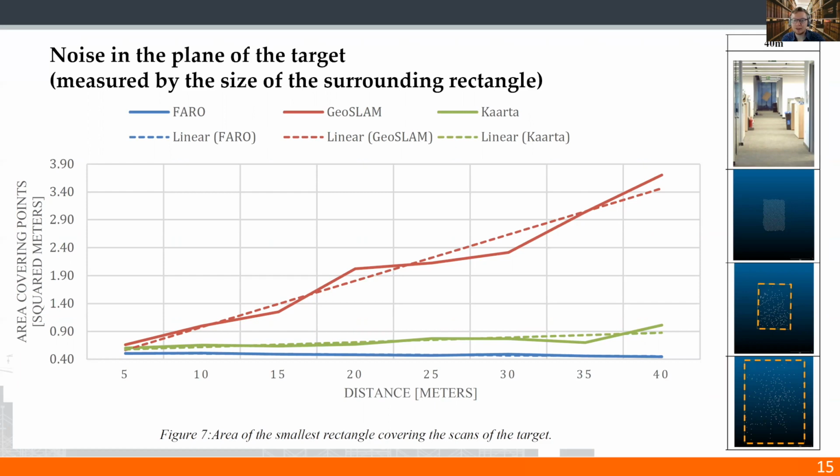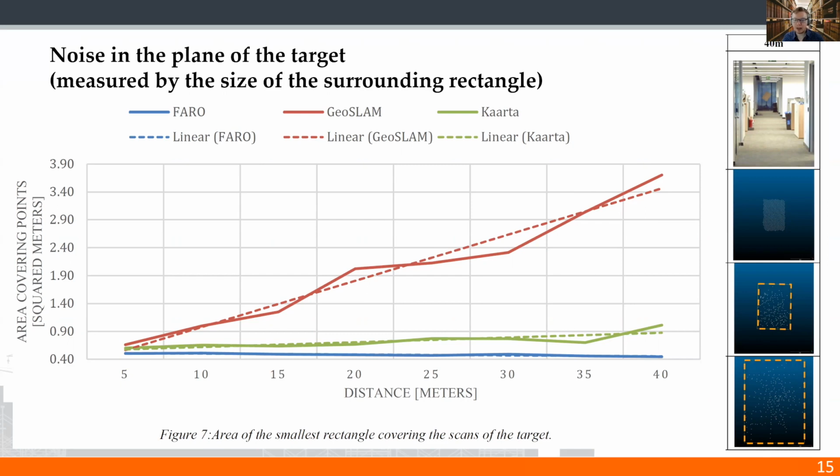To be more precise, this graph shows how the accuracy changes in the plane of the target. So the previous graph showed the accuracy in the direction perpendicular to the target, and now we can see accuracy in the plane of the target. I slightly simplified this by measuring simply the area of a bounding box surrounding the point clouds. The orange dashed rectangles represent the bounding boxes surrounding the point clouds, and whose area we can see in this graph.